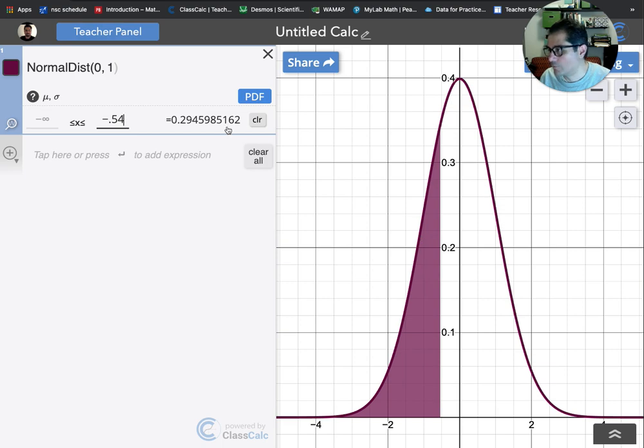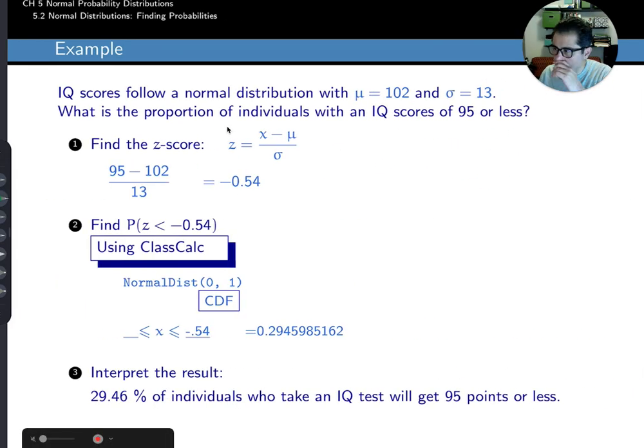And the interpretation of this is, of course, that 29.46% of individuals who take the IQ test will get 95 or less. Okay, so this is with the first approach.